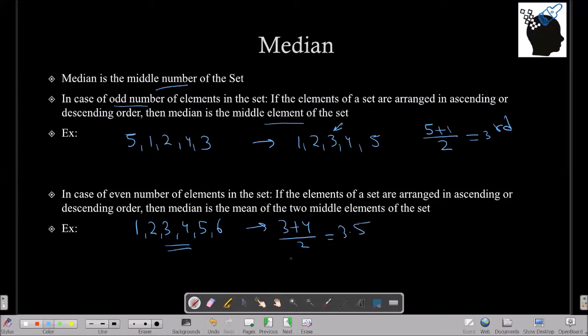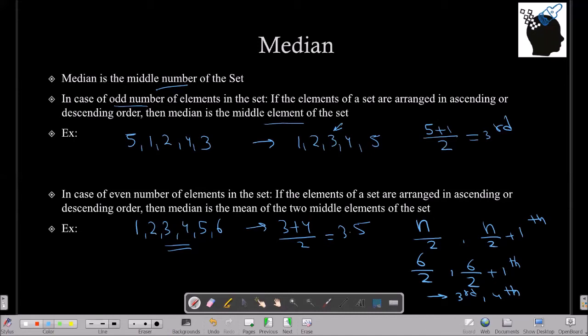Now you might be thinking, how do I find the middle two values? So which two values should I consider? So the formula for that is, if the number of elements in the set is n, then the middle two values will be given by n by 2 and n by 2 plus 1th term. So let's apply that in this case. So we have n as 6. So that means the middle two terms will be 6 by 2th term and 6 by 2 plus 1th term, which is nothing but 3rd and 4th term.